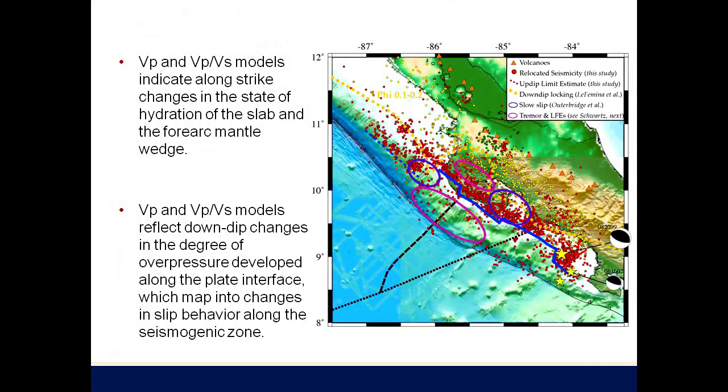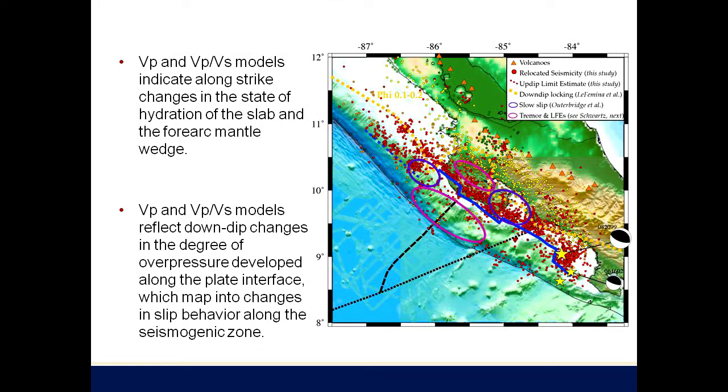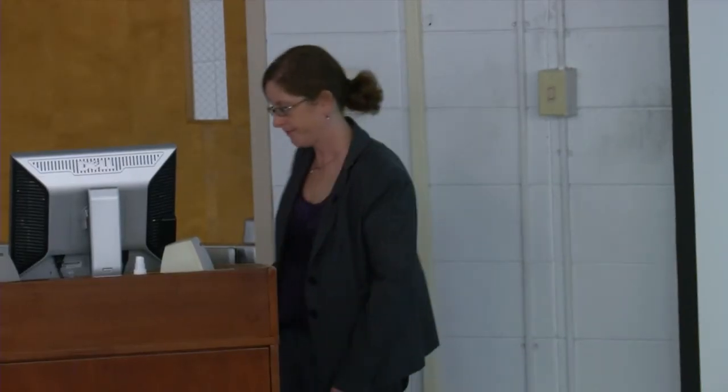All right. So, to summarize, we see variability in the up-dip limit of the microseismicity, shown here by the blue line. But most importantly, our VP and VPVS models indicate that there are long strike changes in the hydration of the slab and in the forearc mantle wedge. And in particular, we think some of these plate interface velocity anomalies may be related to the amount or the degree of overpressure developed along the plate interface.